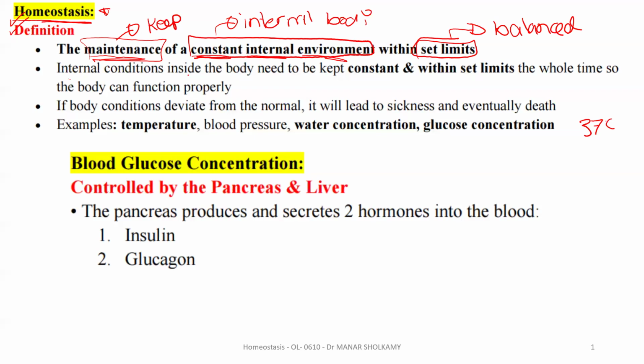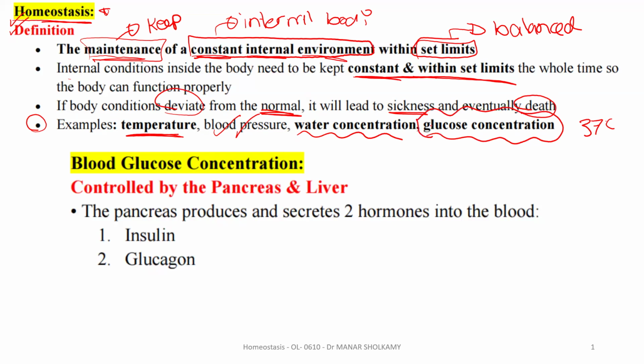Now let's read on. Internal conditions inside the body need to be kept constant and within set limits, the whole time, so that the body can function. Anything that deviates from the normal, for example, body temperature too high or too low, is going to lead to sickness and it might even lead to death. Fine. Now, these are the examples that we are going to study in detail. Body temperature, we are going to study exactly what the body does in order to keep your temperature at 37 degrees. Blood pressure is just an example. We will not take the mechanism. Water concentration and glucose concentration.